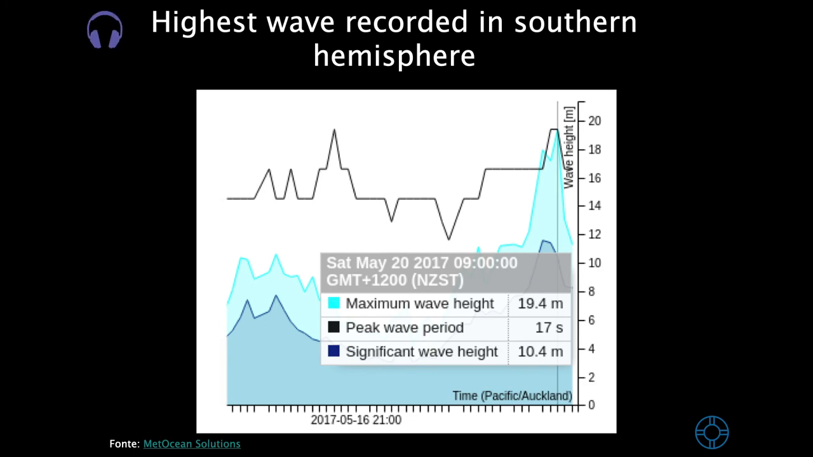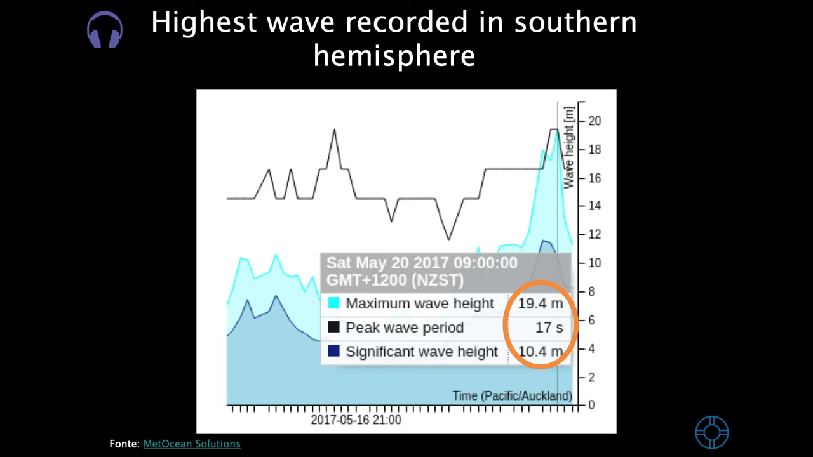Recently, the highest wave recorded in the Southern Hemisphere was disclosed by the company MetOcean Solutions. This occurred on the 17th of May 2017 near New Zealand. The maximum wave height reached 19.4 meters with a peak period of 17 seconds. This wave had almost double the significant wave height during average wave conditions.